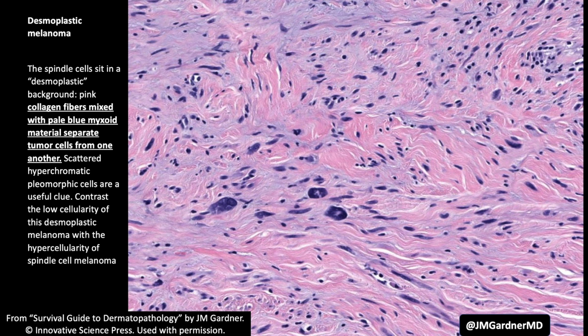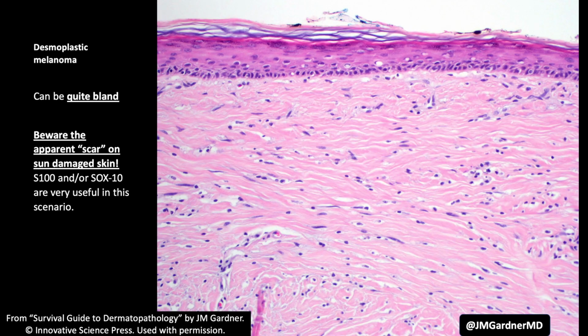So you have to have a high index of suspicion when you see something that looks like a scar but has atypia or has mitoses or has lymphocyte aggregates, or they are on sun-damaged skin and there's not a good reason for them to have a scar there. Always think of desmo. These are relatively rare, but they're out there and they're really, really easy to miss. Look at that. That's a desmoplastic melanoma right there. The top of one very similar to the one I showed you from low power. So beware of the apparent scar on sun-damaged skin.